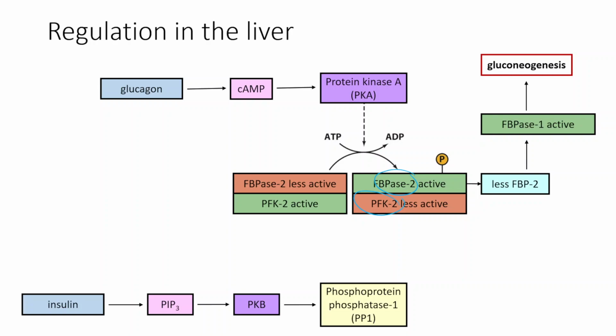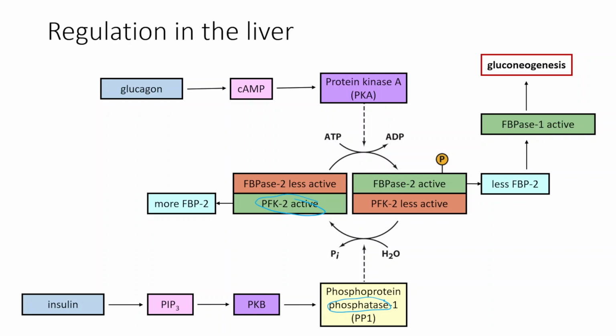So we talked about how PKA is adding phosphate groups to this bifunctional enzyme. PP1, it's a phosphatase. It removes phosphate groups. PP1 is going to remove the phosphate group from this bifunctional enzyme. So this is going to have the opposite effect of PKA. So in this case now, the PFK2 portion is active. So this enzyme is going to make more FBP2.